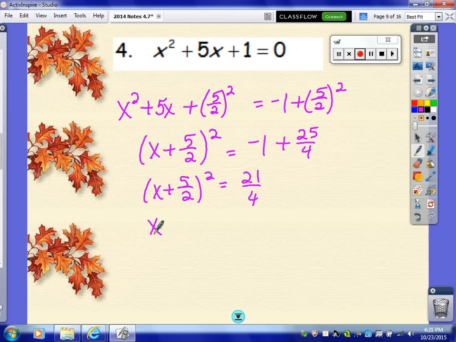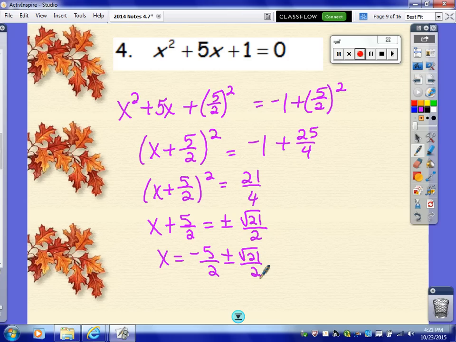All right, square root both sides. I'm going to get plus or minus the square root of 21 over the square root of 4, which is 2. And then just solve for x. So move over the 5 halves. Plus or minus, no perfect squares in 21. So I'm going to leave it like that. So two irrational answers. Notice they're conjugates of each other. Okay, so hopefully it's enough to get you started on completing the square.